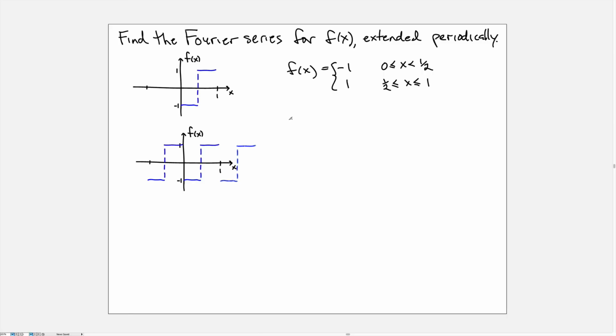So that means for Fourier series we're going to have to set L equal to 1 half because L is always 1 half of the period. And that convention arises because of the way these Fourier series are used for solving PDEs. So L is equal to 1 half.